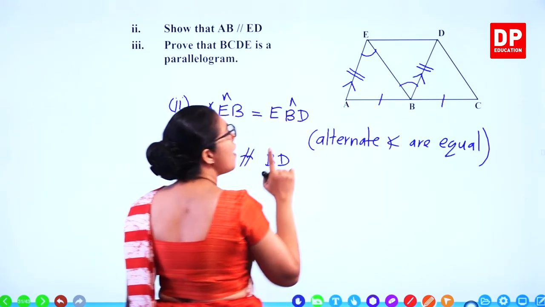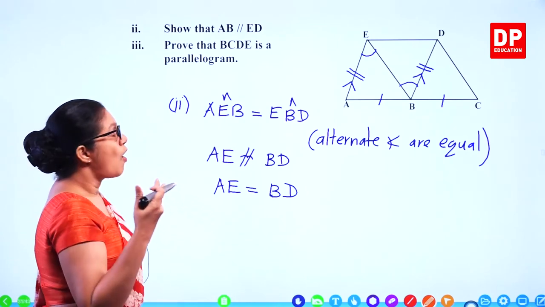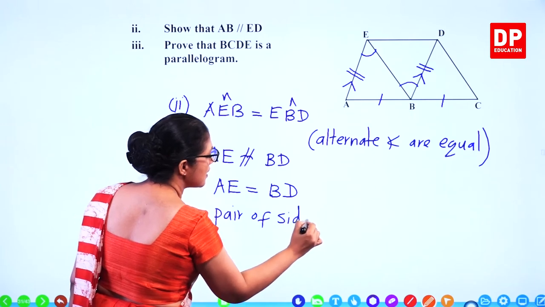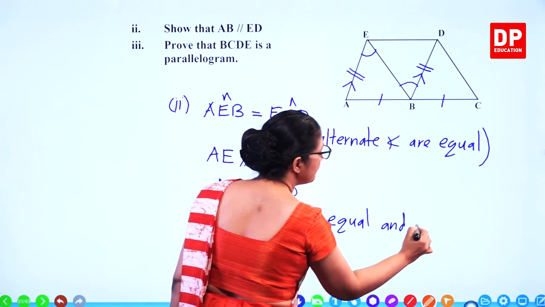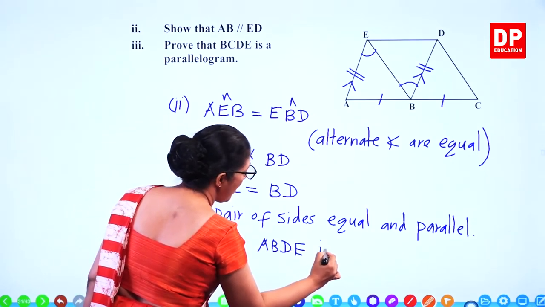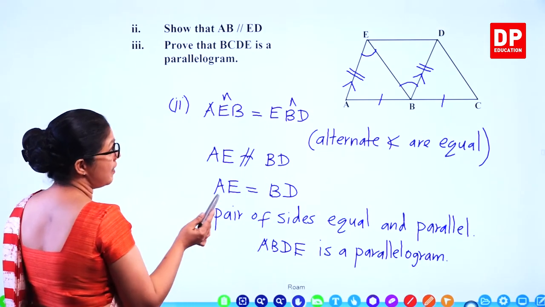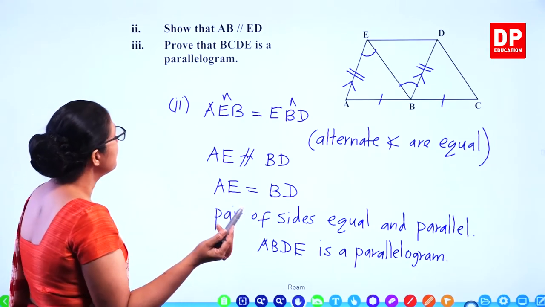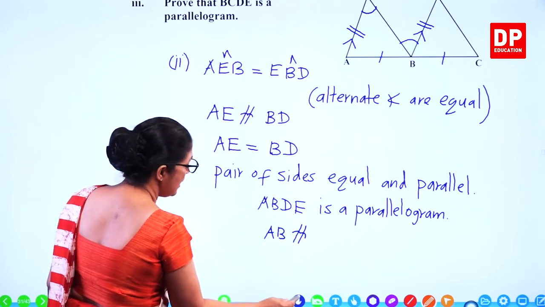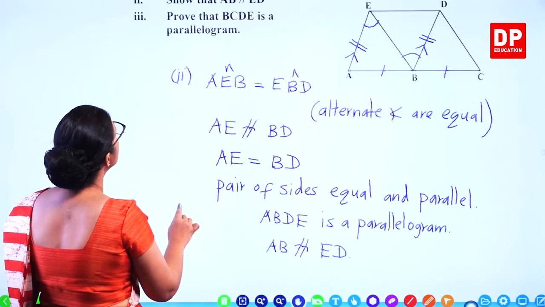These two lines are parallel and also equal. AE is equal to BD from the previous part. A pair of opposite sides equal and parallel, that's a parallelogram. Pair of sides equal and parallel. You can say ABDE is a parallelogram. So because it's a parallelogram, AB is parallel to ED. So that's the second part.